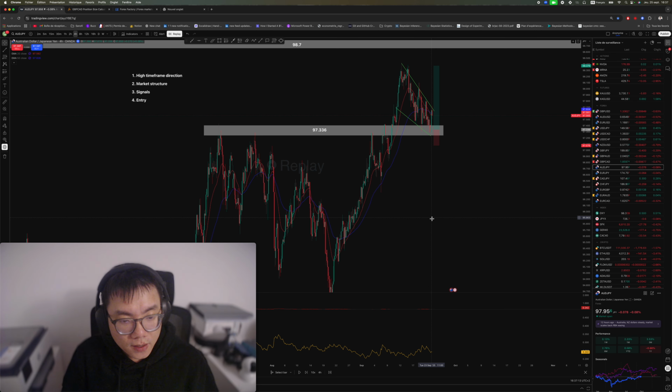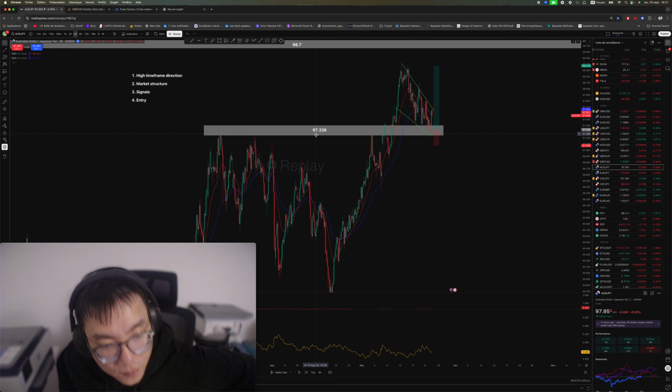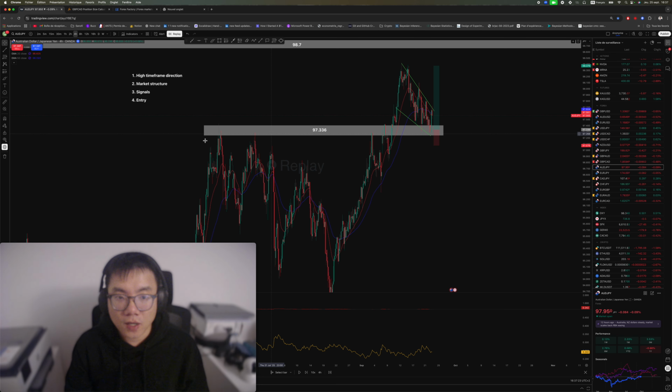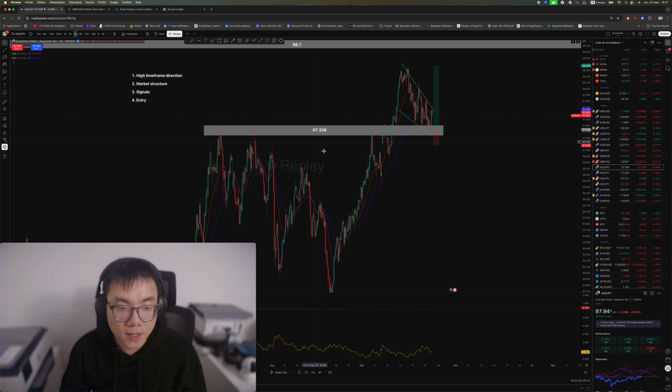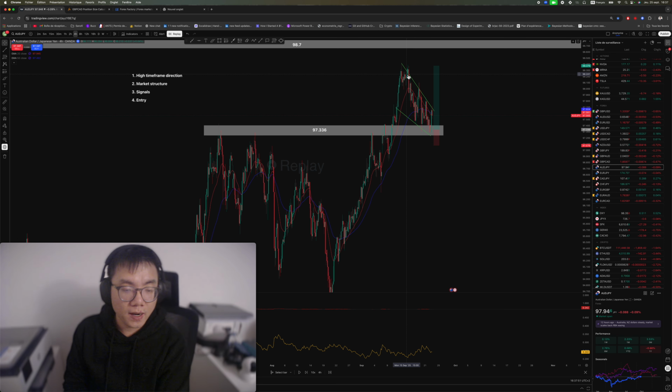The second signal that I can see is that price recently broke the 97.336 level, right? Because for a long time this was a very solid resistance level, but now price managed to break above it. So this level has now become the support level. That showed me that the buyers are still in control and the momentum is still there, which means that I can still take a long, right?